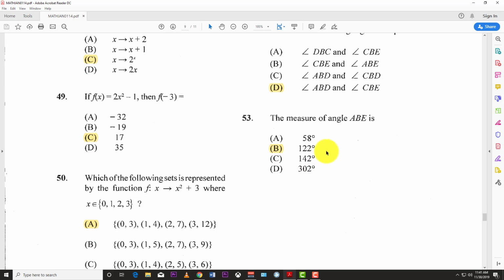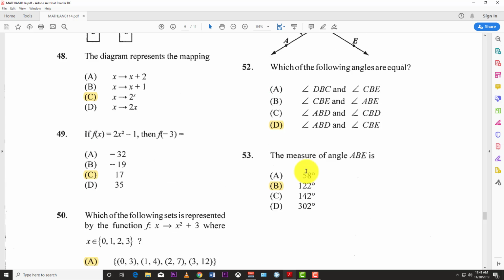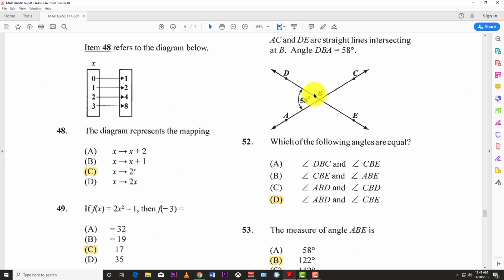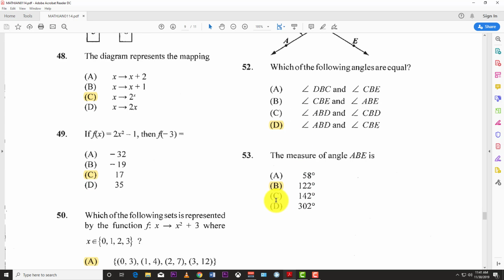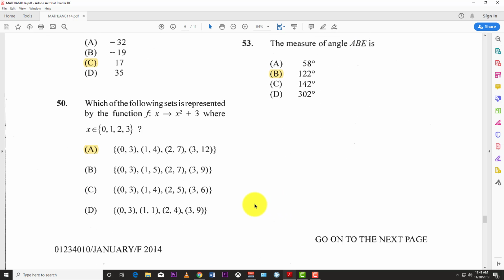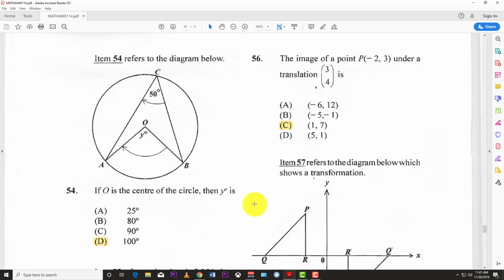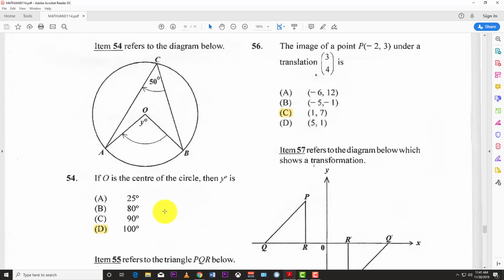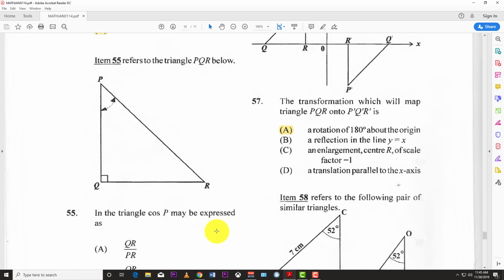53. The measure of angle ABE, so that's this angle in here, is 122 degrees. 54 refers to the diagram below. If O is the center of the circle, then y degrees is, so what's the degree of this one? And the answer is 100 degrees.